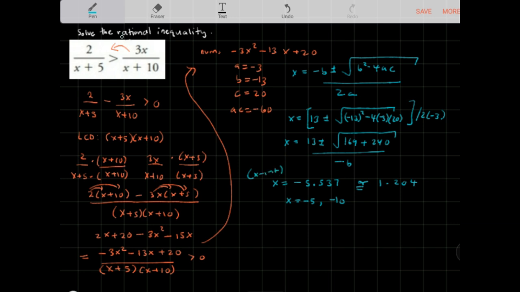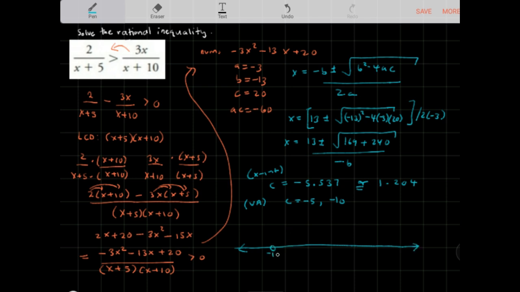Okay, and in this case, these are going to be our critical values, where another set of critical values are also going to be our vertical asymptotes. Okay, so having said this, what we're going to do is plot all of this on a number line to figure out all of our intervals, right?